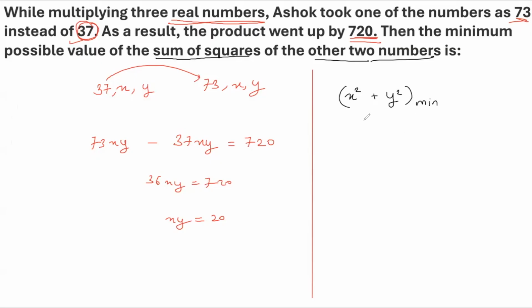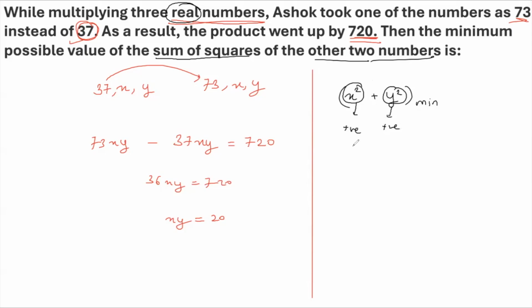Now guys, notice that I don't know anything about x and y. They're only mentioned as real numbers, so they can be positive, negative, rational, irrational, anything. But x square will definitely be a non-negative real number, because perfect squares are always non-negative. And since Ashok is multiplying and getting something non-zero, x is also a non-zero number. So x square is positive for sure, and same for y square. X square and y square are both positive, right?